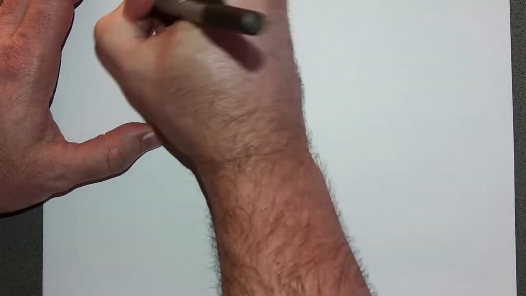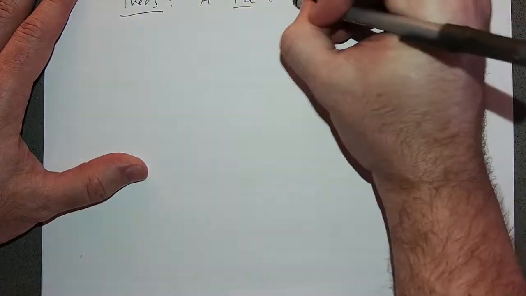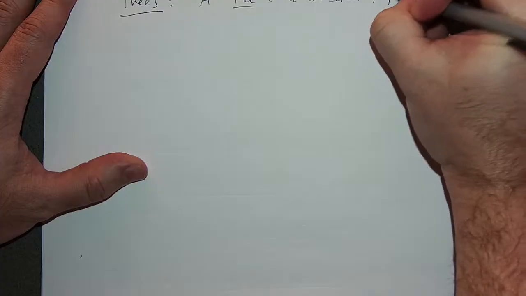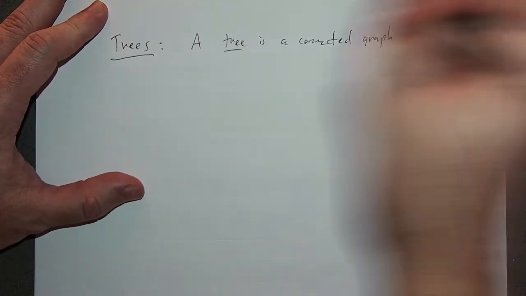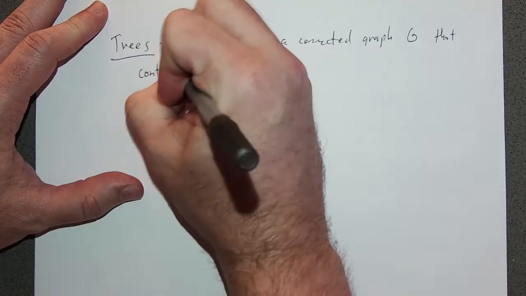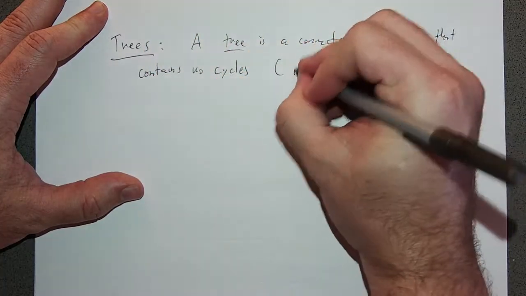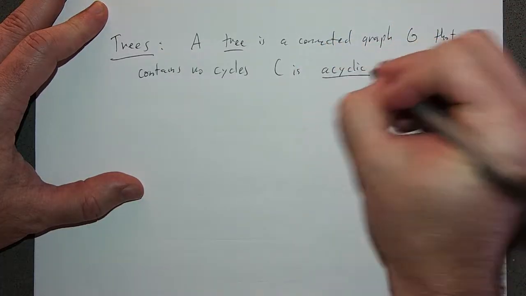The next thing we're going to talk about are trees. What are trees? A tree is a connected graph G that contains no cycles. We'll say this is acyclic many times.